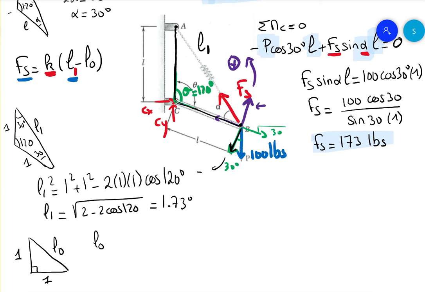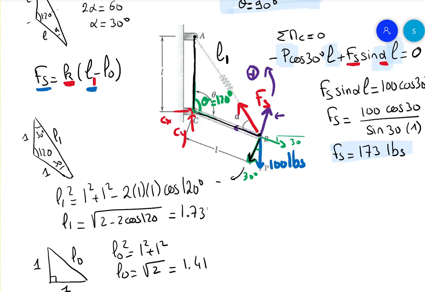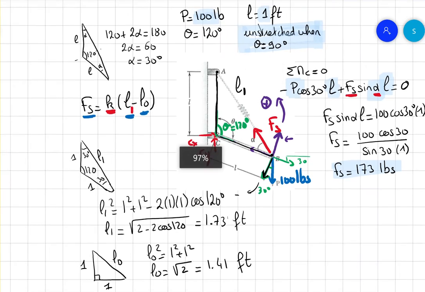So L naught square equals 1 square plus 1 square, the Pythagorean theorem. So L naught is equal to the square root of 2. That's 1.41. Why did I put a degree? It's not a degree. If L is in feet, this is in feet too. Okay, now we know L naught. We are almost there.